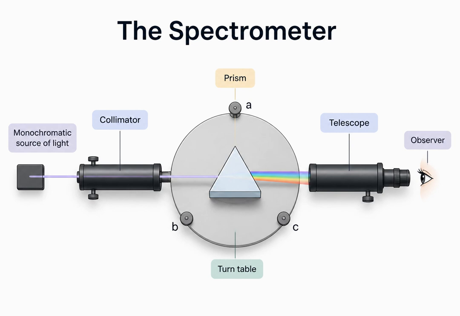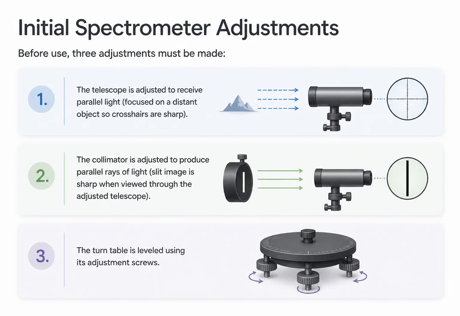To measure these prism angles and deviations precisely in a laboratory, we use an optical instrument called a spectrometer. It consists of three main components: a collimator to produce a perfectly parallel beam of light, a rotatable turntable equipped with leveling screws to hold our prism, and a movable telescope with crosshairs for the observer to precisely track the refracted light.